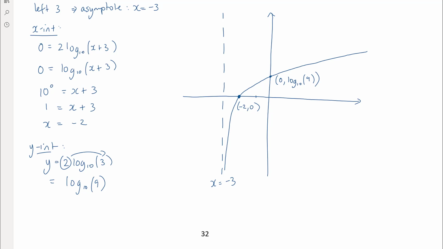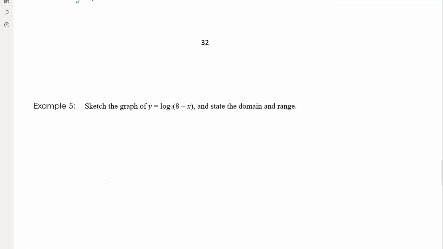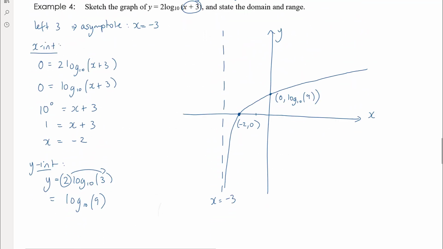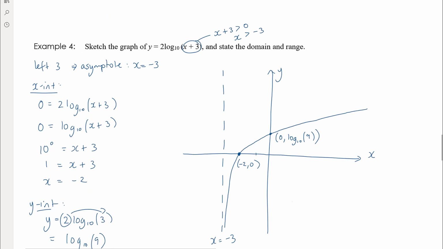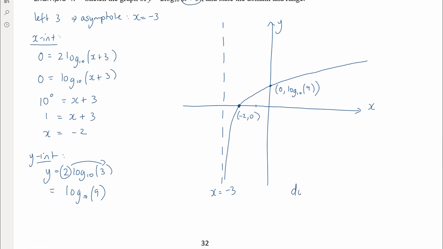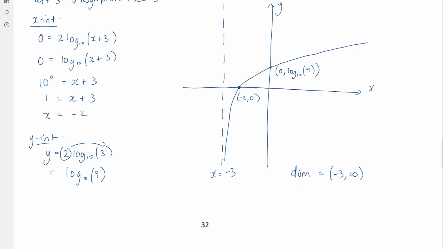Asymptote, dashed straight line labelled with equation, 2 points on my log graph, and so we're all done. Okay, state the domain and range was the other part of the question. So we've got, was it called F? No, so I won't call it domain of F because it didn't have a label, we'll just call it domain. So the domain is clearly from negative 3 to infinity. The asymptote tells us about the domain, and the range of any log graph is R.